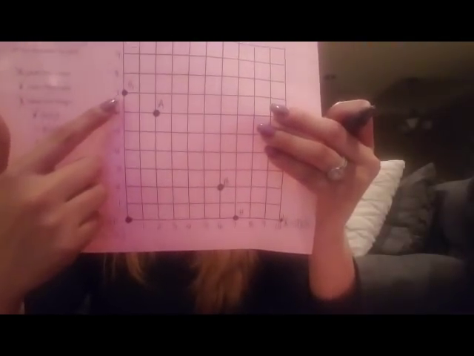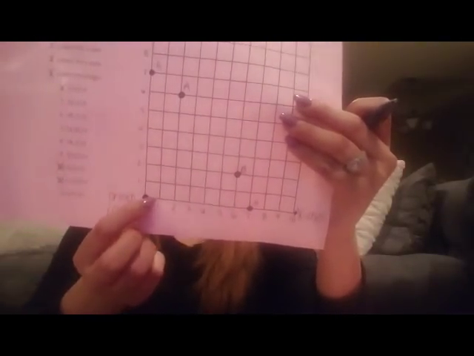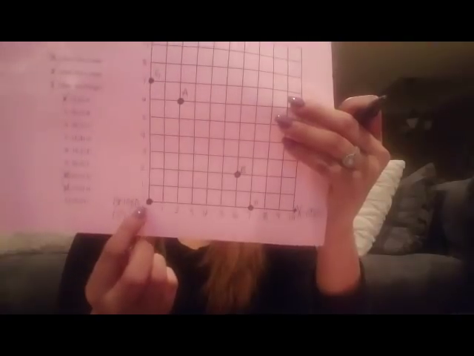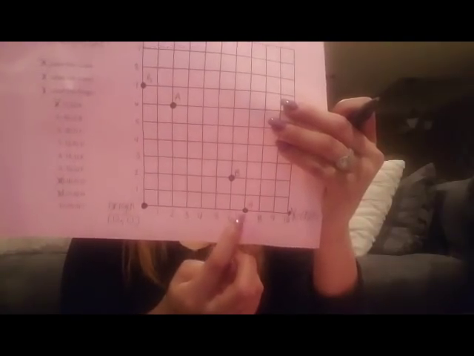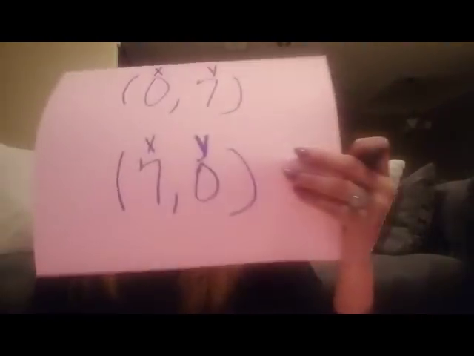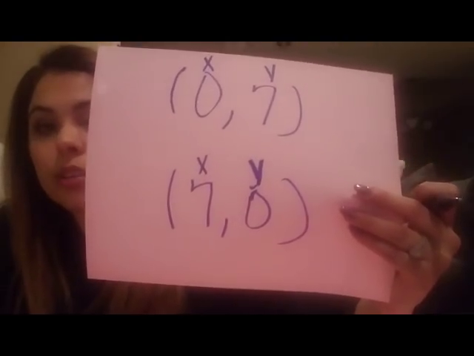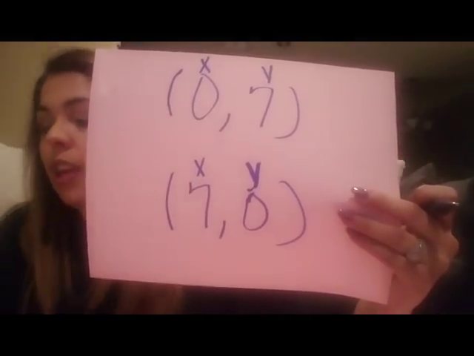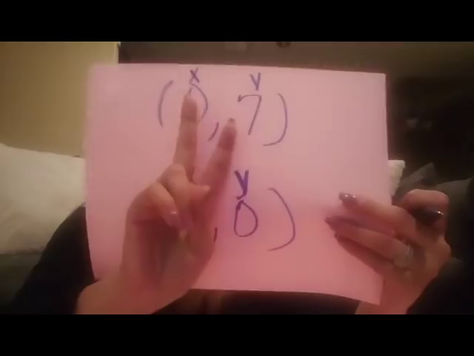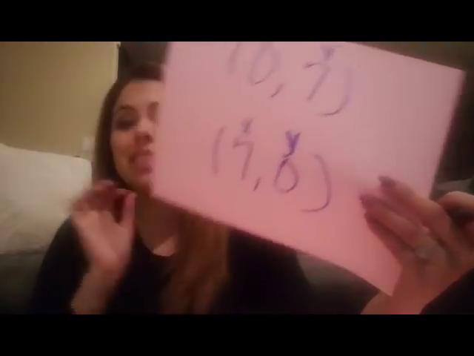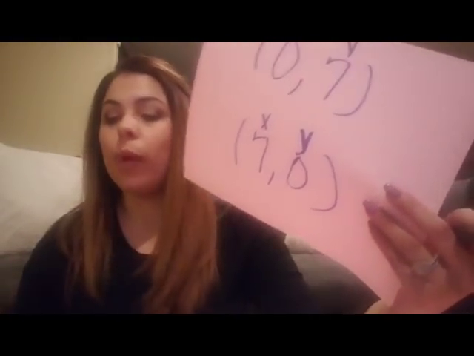Okay? So like I said, 0, 7, in 0, up 7 is very different from in 7, up 0. These are two opposite points on the grid. Okay? You have to understand that. If the numbers are in different positions, it does make a difference about where they are at on the grid.